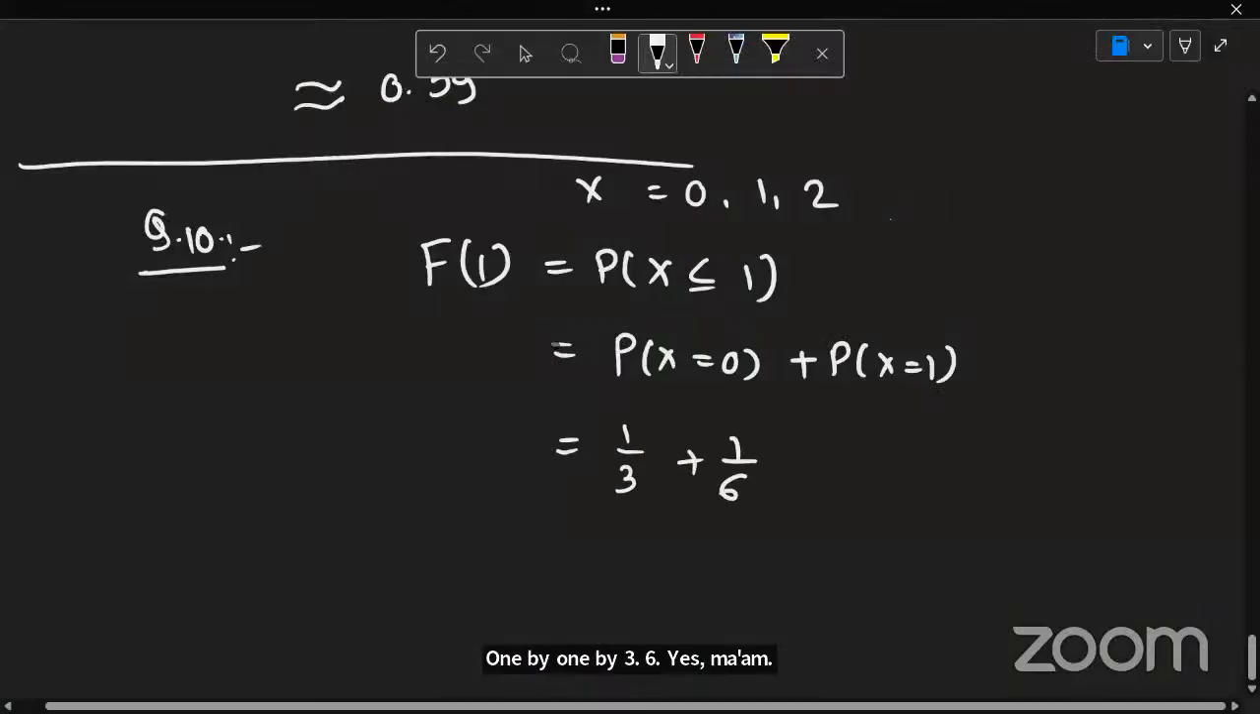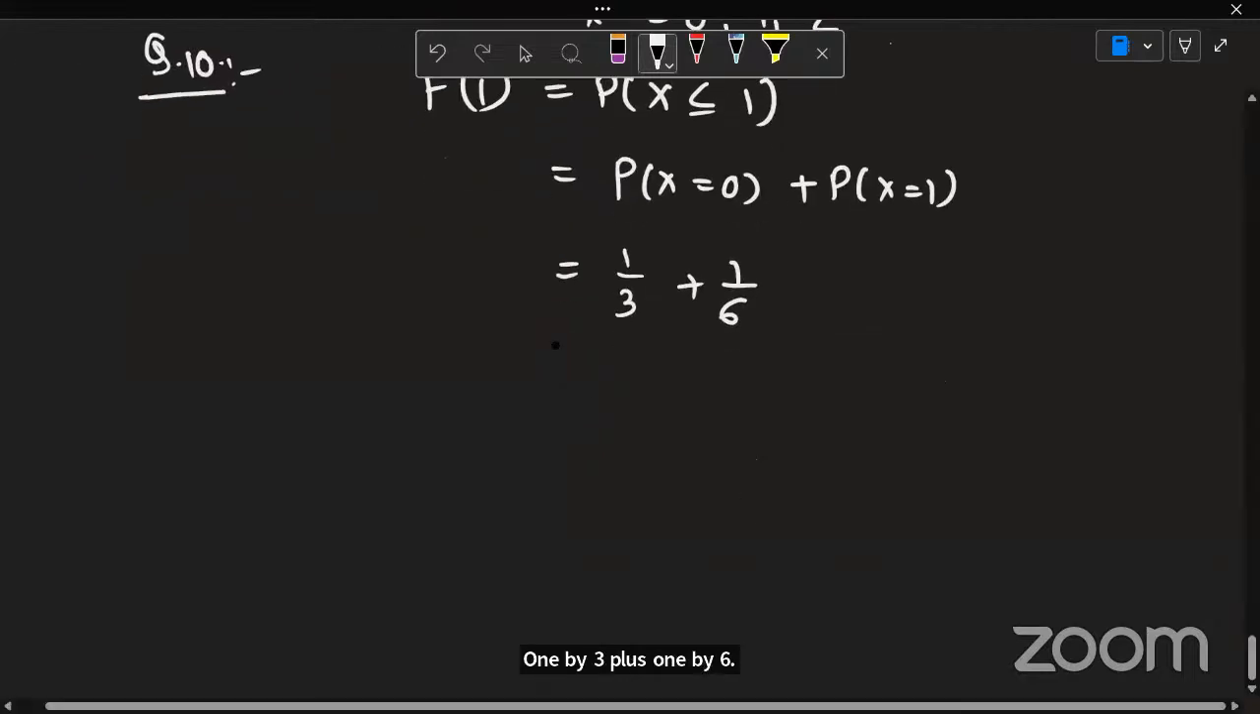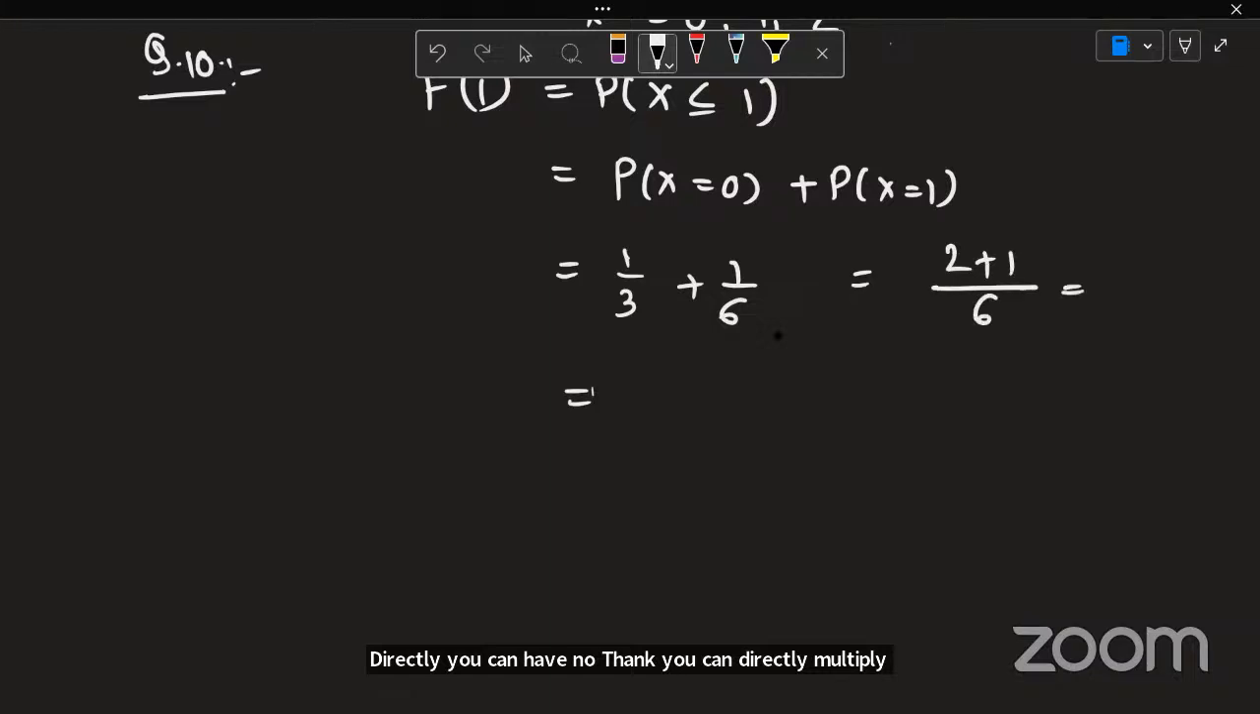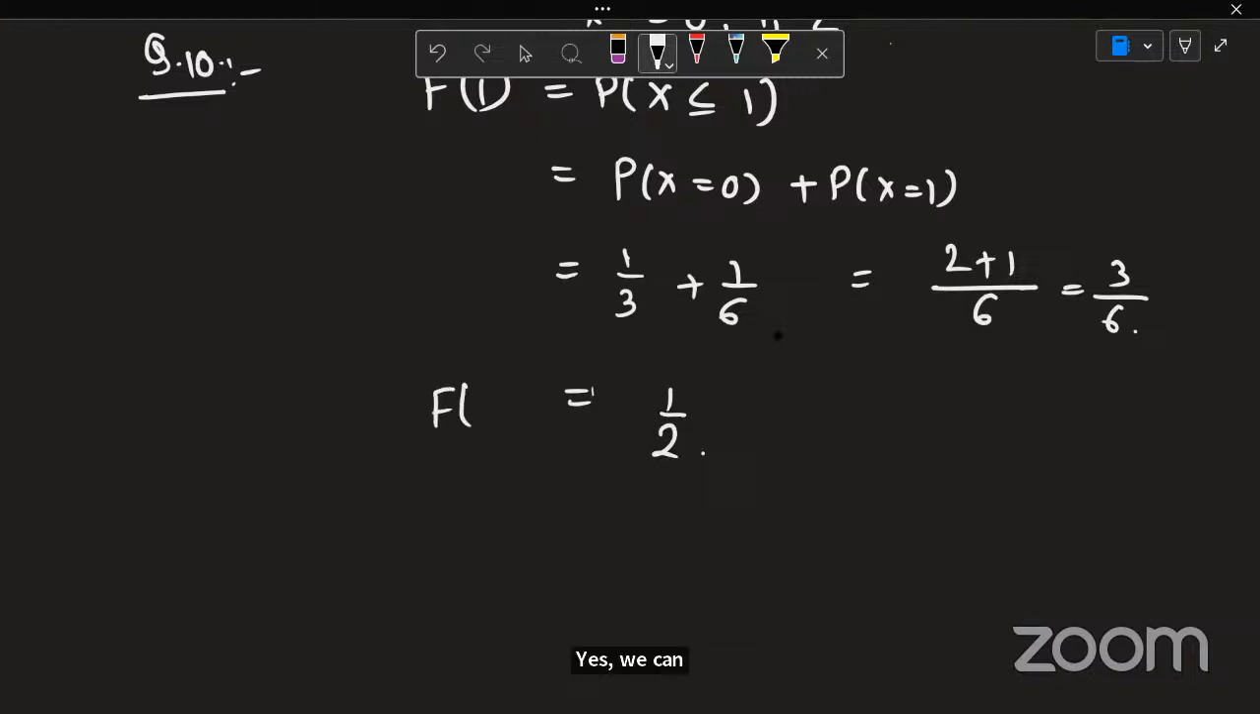1/3 plus 1/6. So it is 0.33 plus 0.17. Directly you can multiply by 2, so it will be 2 plus 1 over 6, which is 3/6, that is 1/2. Yes, we can have it that way. F of 1 will be 1/2.